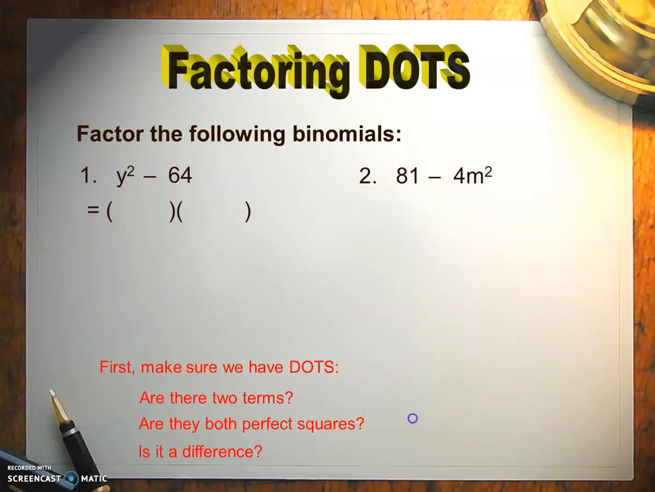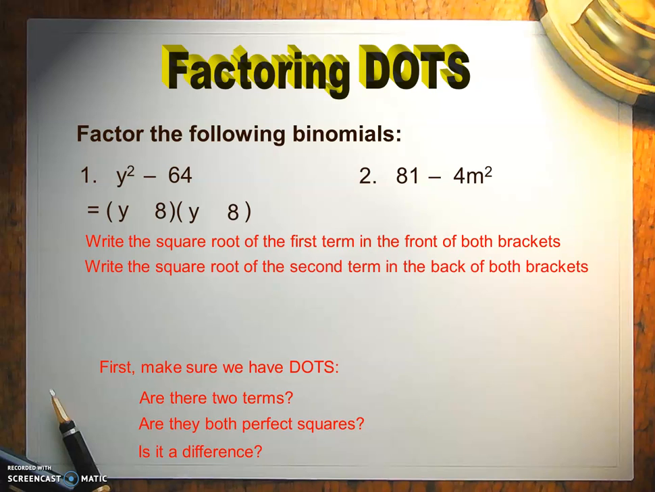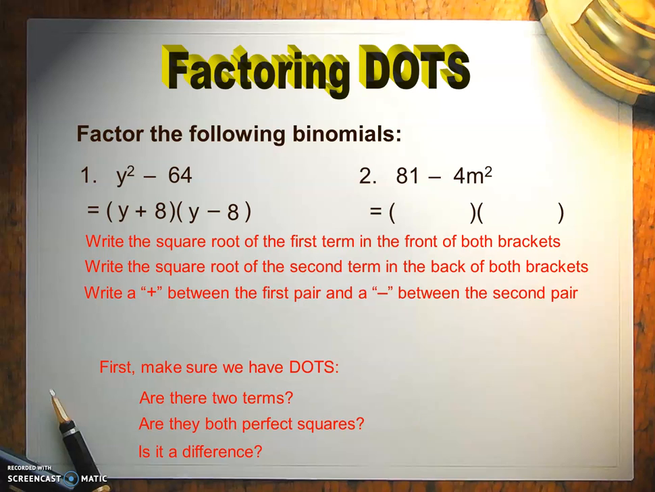So let's see how this works. You set up your brackets. You take the square root of y squared in the front of both brackets. You take the square root of 64 in the back of both brackets. And you put a plus and minus. Same thing with number 2. Get your brackets set up. The square root of 81 is 9. The square root of 4m squared, ignore the negative for now, is 2m and 2m. And then you put the plus and minus. Got to practice this a few more times.